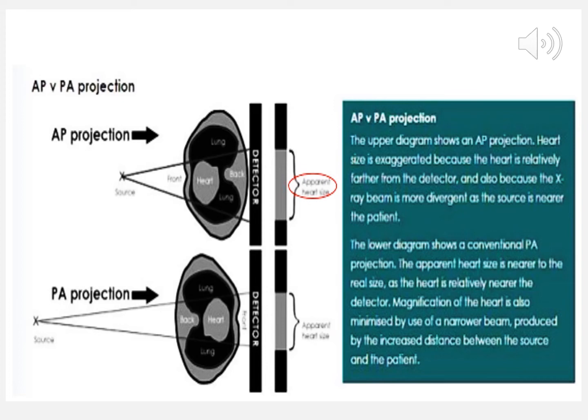In a PA, posterior anterior view, the heart is nearer the detector and you're going to get a more appropriate size similarity of the heart. The heart is going to appear more normal in size because, again, that beam is divergent. It is going out. It strikes the heart, but the heart is closer to the plate, so it has less time to widen, less space to widen, for lack of better terms.